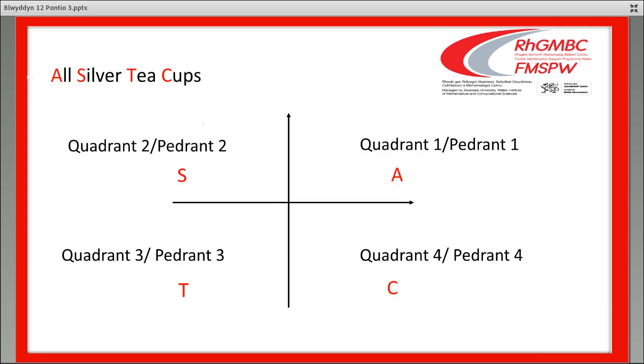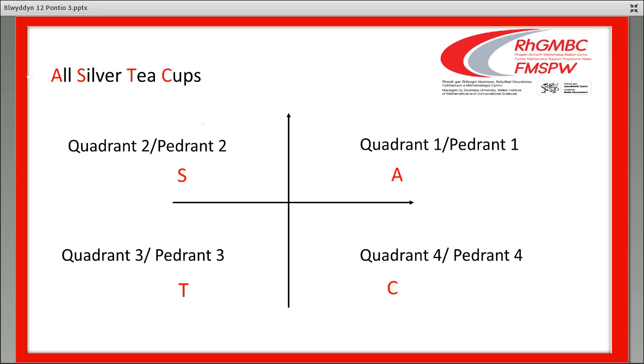Now, to that end, you also learnt the system I tend to call, or that I've learned as, all silver teacups. I start in quadrant 1, which is the top right. I then move anti-clockwise into quadrant 2, continue moving anti-clockwise into quadrant 3, and I finish in quadrant 4.